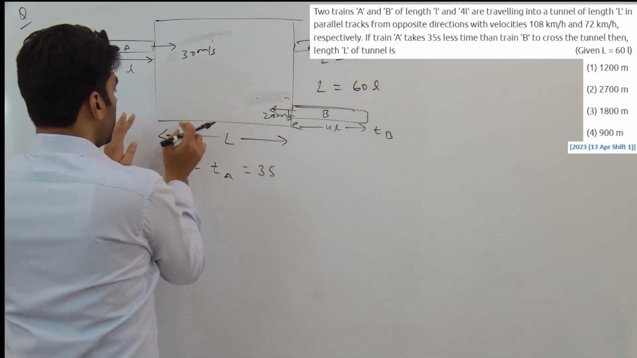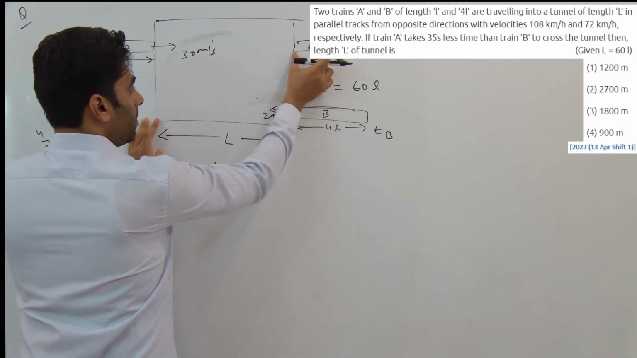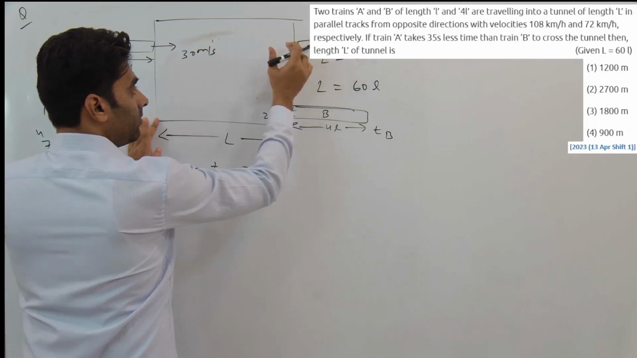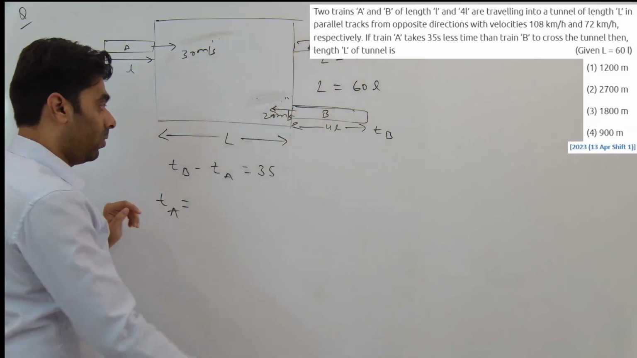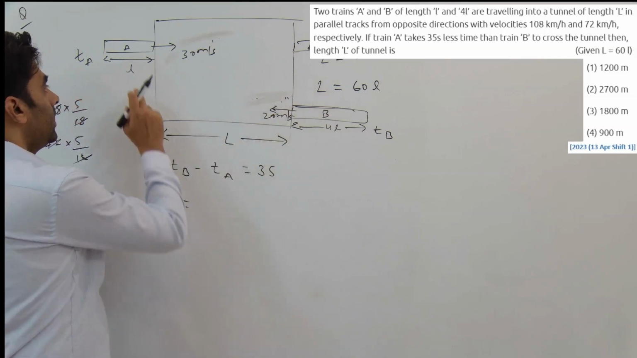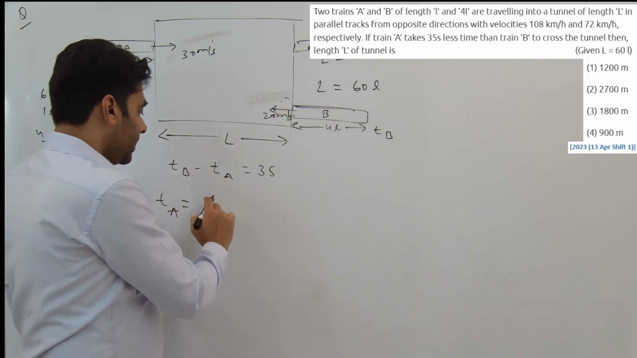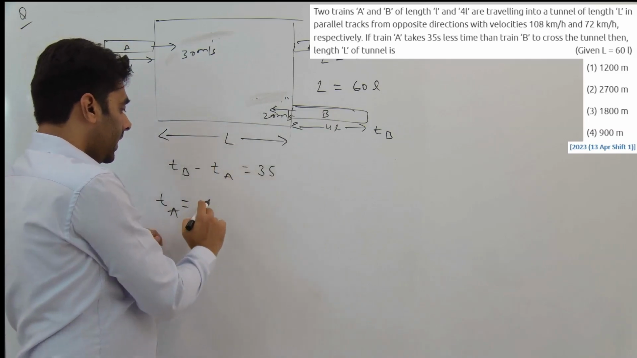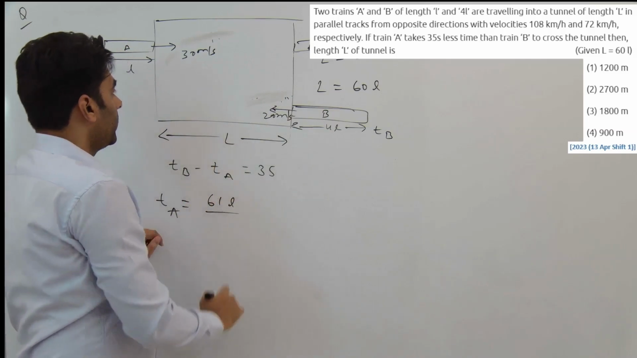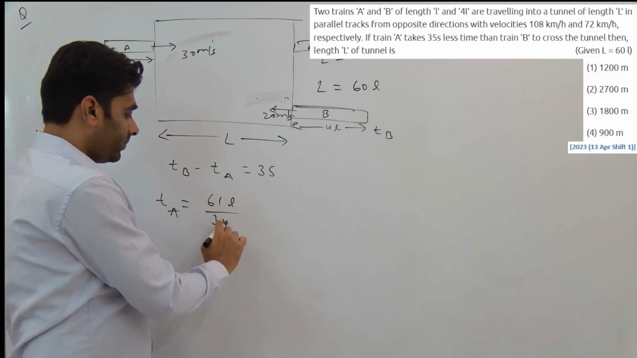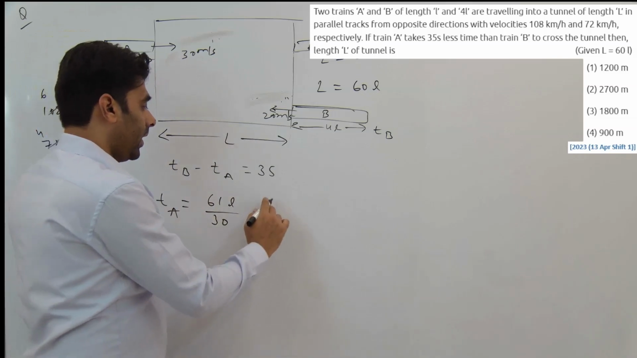So for this, how much does it have to travel? This capital L, plus when it completely crosses, it will be outside. So this much distance is small l. How much is it? Capital L plus its own length, that is capital L plus small l, that means 60l plus l, that means 61l divided by speed, that means 30. Fine. Time taken by B.